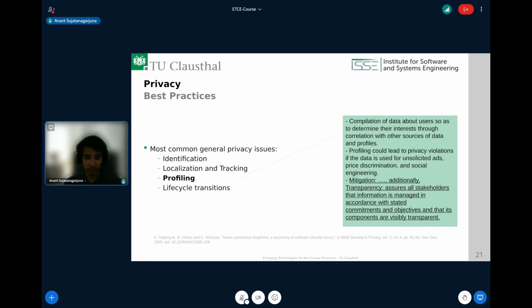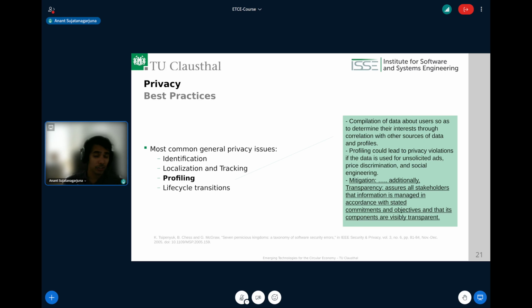and sometimes also price discrimination. If this person is really desperate to buy something, maybe they will increase the price. This happens, let's say, in surge pricing for Uber, but not exactly from profiling. And also social engineering attacks, which are an additional attack vector for security.